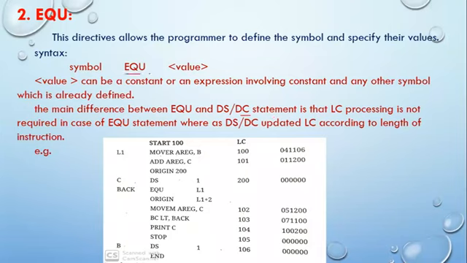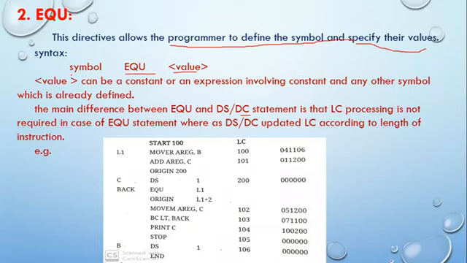So what happens when we use EQU to declare a particular symbol? This directive allows the programmer to define the symbol and specify its value. This is the most important thing: what task should be done by the EQU advanced assembler directive. When we use EQU, we declare a symbolic constant. Actually, we declare a constant as well as a non-constant value also. Which value should be used in that particular representation.